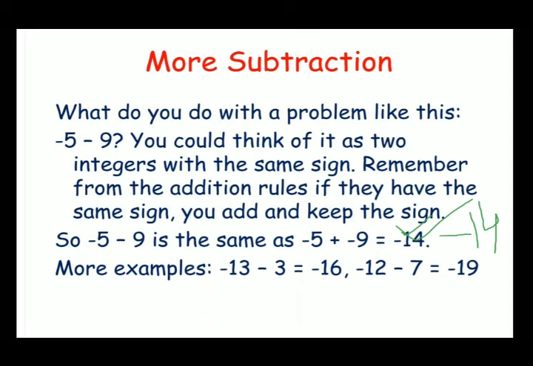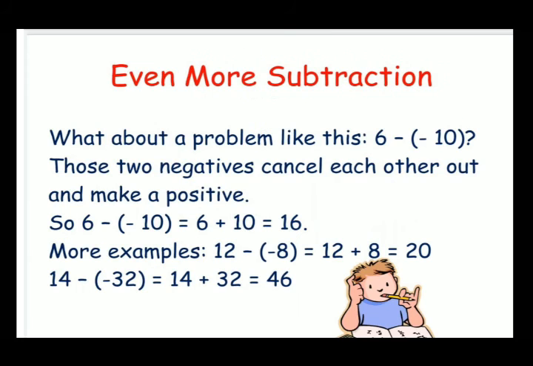Another example is minus 13 minus 3. Both have a negative sign. So add them up. Adding them up, 13 plus 3 is 16. Now they have a negative sign, so the answer will also contain a negative sign. Another example is minus 12 minus 7. So add 12 plus 7, which is equal to 19, and put the minus sign in front of it.